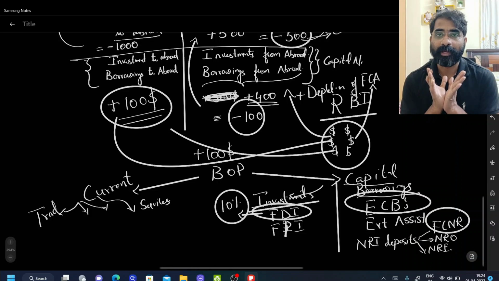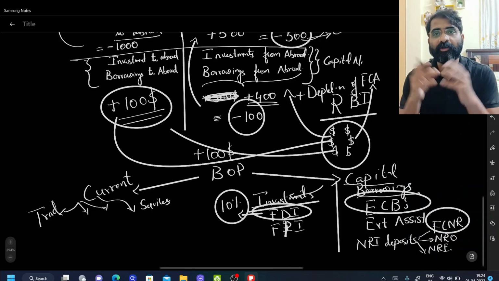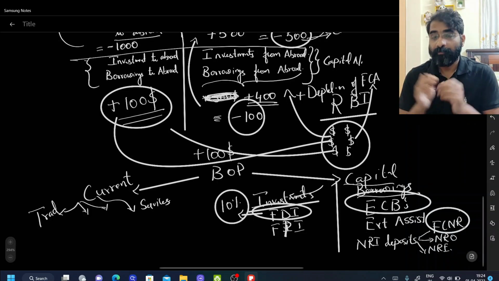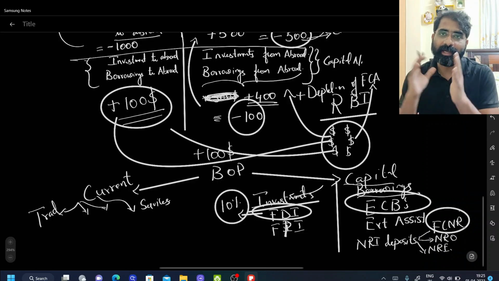NRI can put the money. Now FCNR is only in term deposits maintained in foreign currency. That means money is coming for 1 year, 1 to 5 years, etc. Maximum external debt is in the form of ECB followed by NRI deposits.